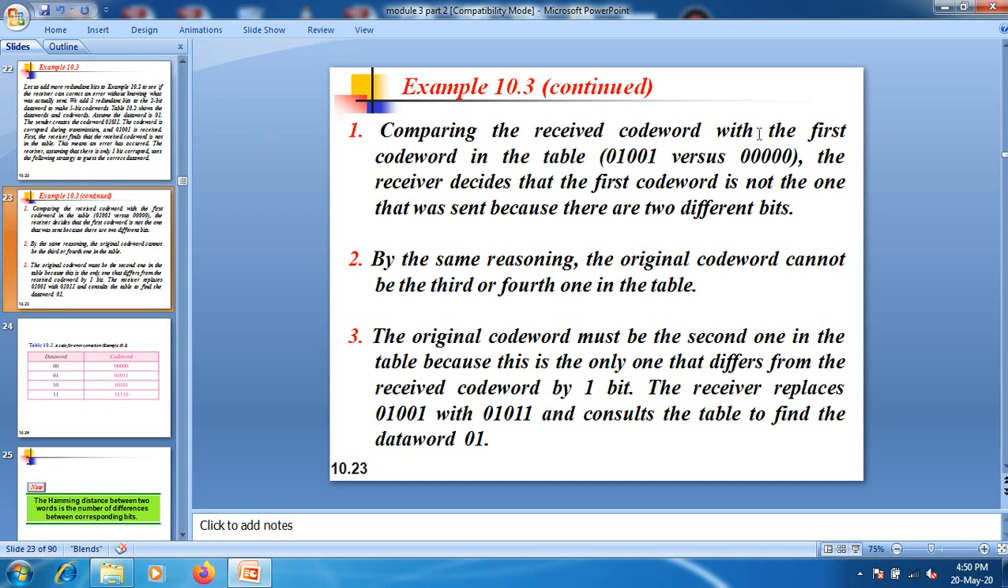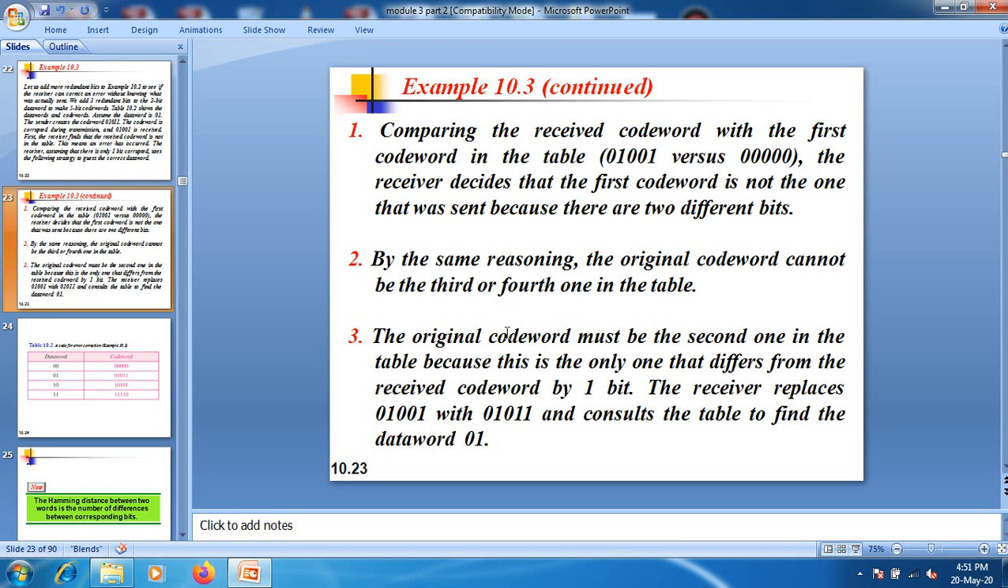Comparing the received code word 0 1 0 0 1 with the first code word in the table, that is 0 0 0 0 0, the receiver decides that the first code word is not the one that was sent, because there are 2 different bits here. By the same reasoning, the original code word cannot be the third or the fourth in the table.